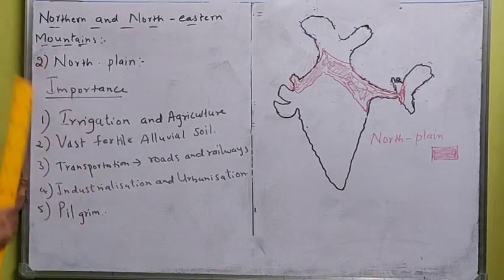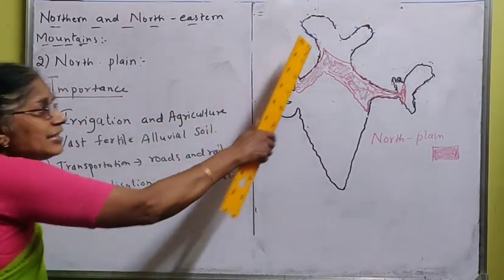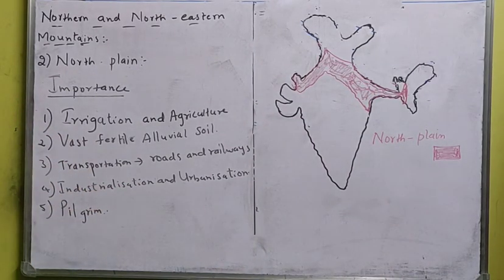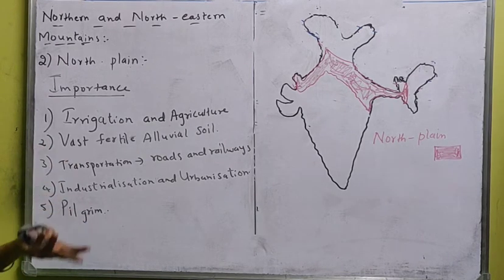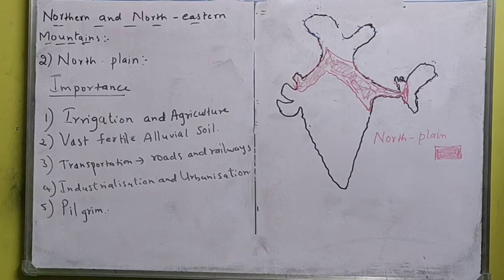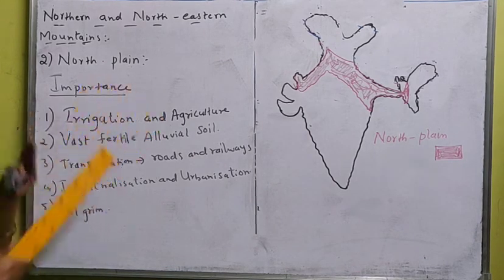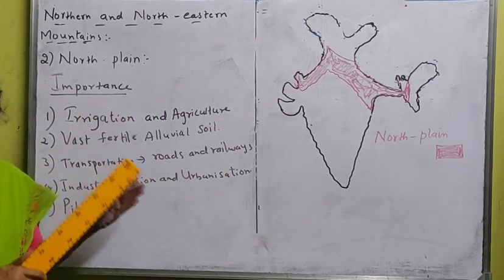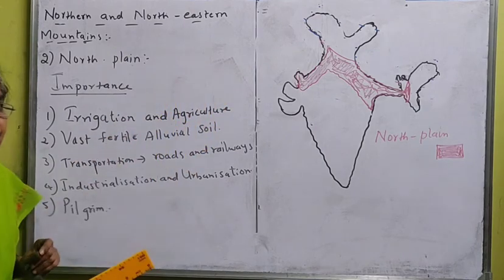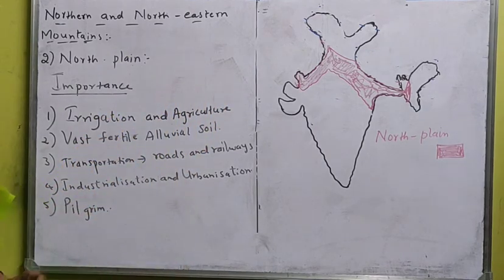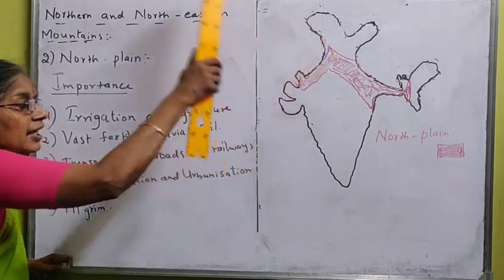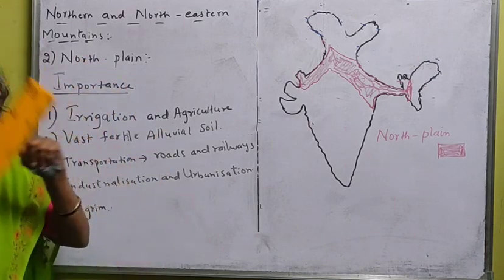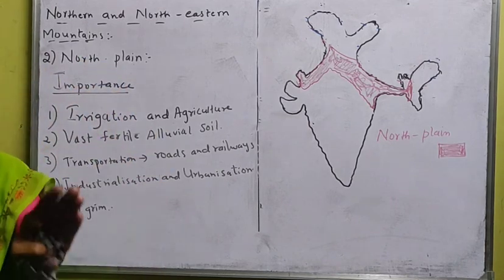Now let us see the importance of this north plain. This is what we have marked as the north plain. It is covered with alluvial soil, so it's a very, very fertile soil. In fertile soil, what we do? There will be more agriculture. So irrigation and agriculture is the main thing in the north plain. If you take Punjab, then Rajasthan, then Uttar Pradesh, Bihar, in these states this northern plain lies. So their main occupation is agriculture and the main crop they grow is wheat.